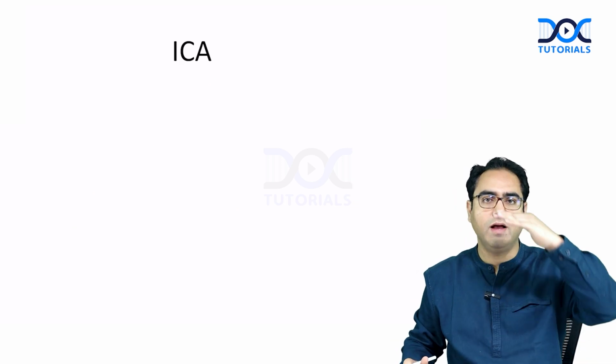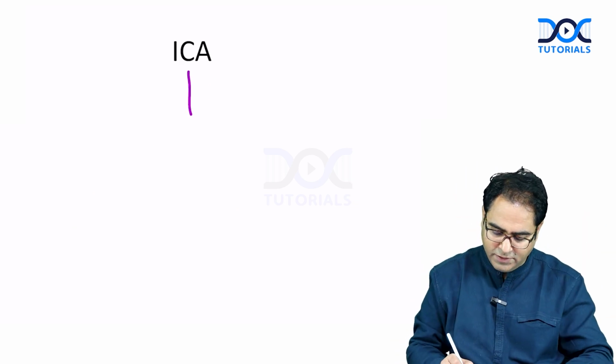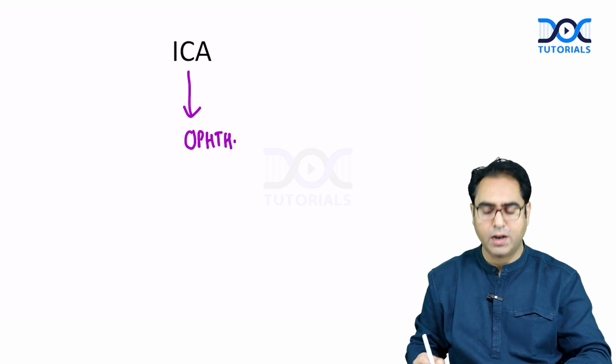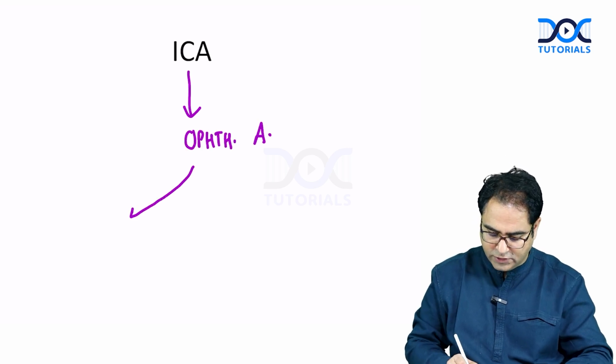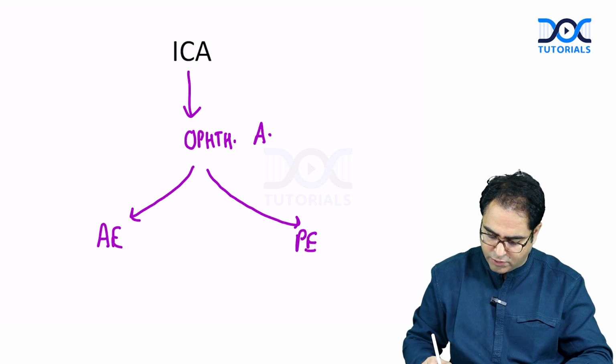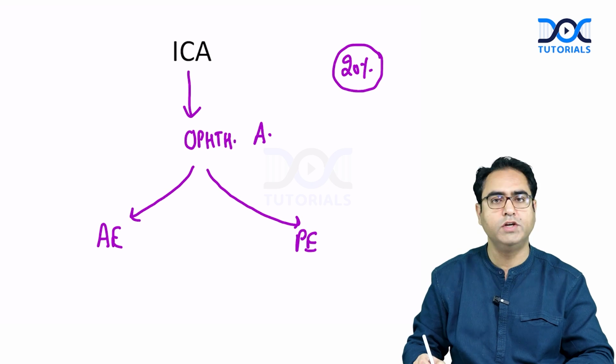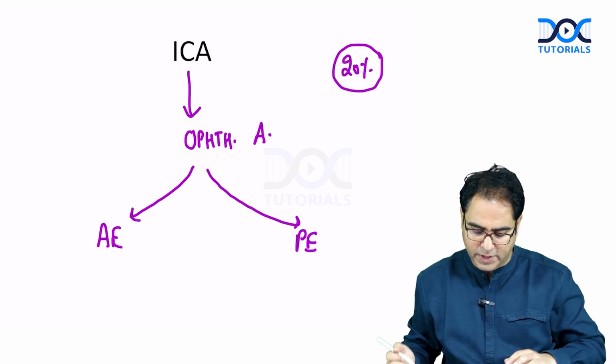Let us see ICA, above middle turbinate, 20% of total circulation. ICA gives 1 artery, ophthalmic artery. Now, ophthalmic artery gives 2 branches for the nose, anterior ethmoidal artery and posterior ethmoidal artery. But my dear friend, it's only 20% total circulation and the territory is above middle turbinate.